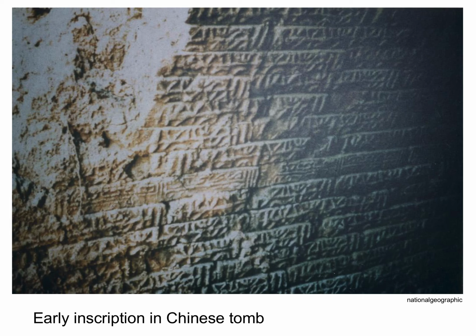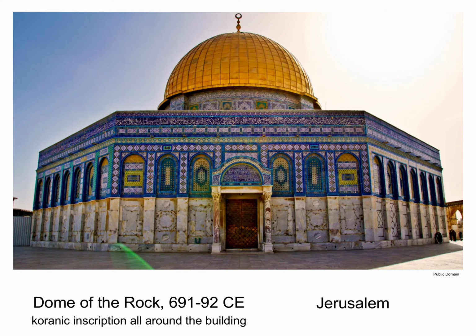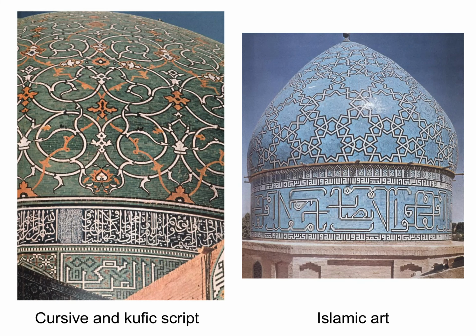Early inscriptions are often found in Chinese tombs inscribed on bricks, building those structures underground. The Dome of the Rock in Jerusalem, one of the earliest mosques ever built, with a large Quranic inscription all around the building. There are many, many examples of Quranic inscriptions on Islamic buildings. On the left, you have an example of the cursive style of writing, and on the right, the Kufic, which is much more geometric.